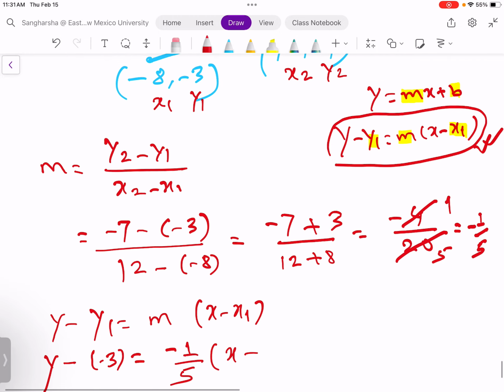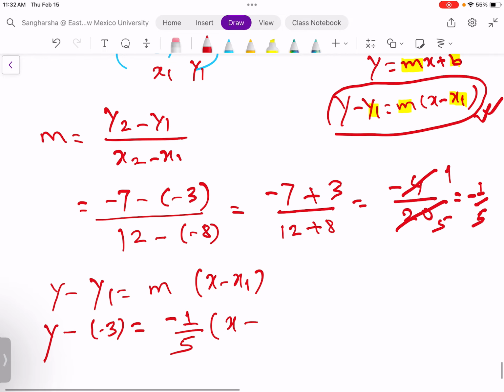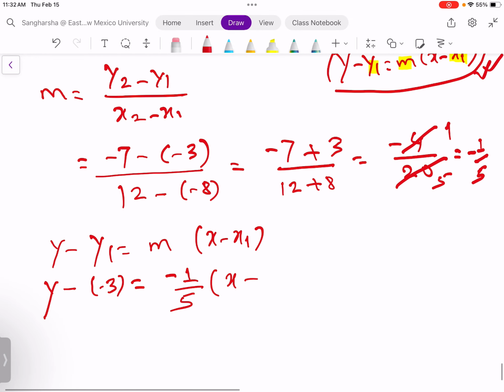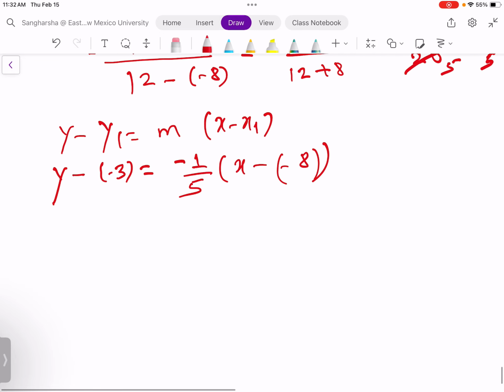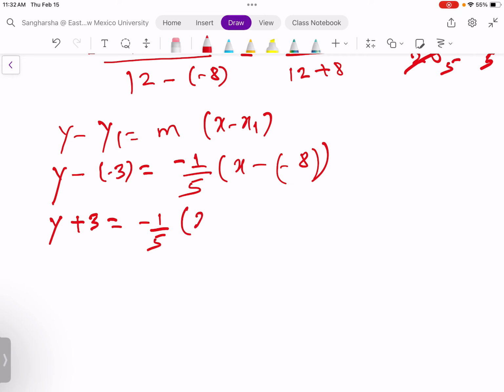Sorry, x1 is -8, so x minus -8. Now we simplify this. So we have y minus times -3, that is +3, equals -1/5. Let's simplify inside the parentheses. We have x, negative times -8, +8. Now you distribute -1/5 to x as well as +8.